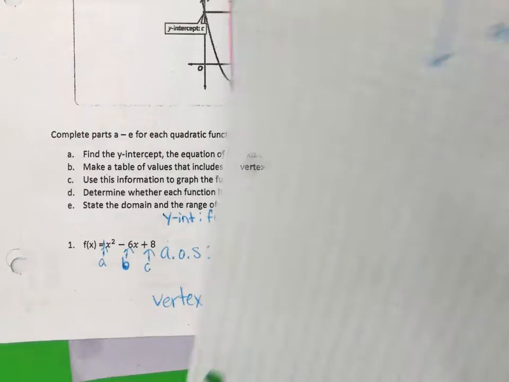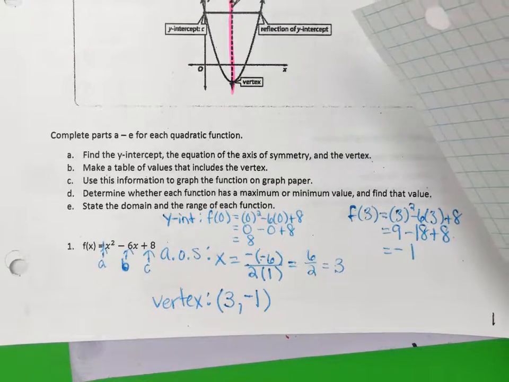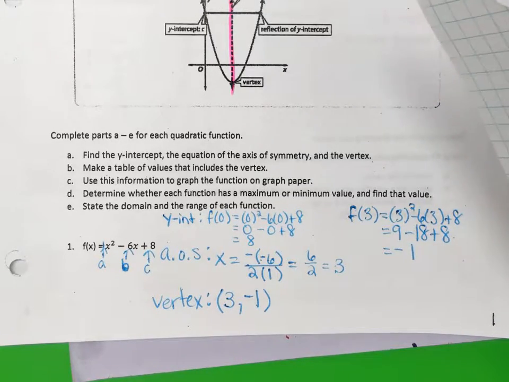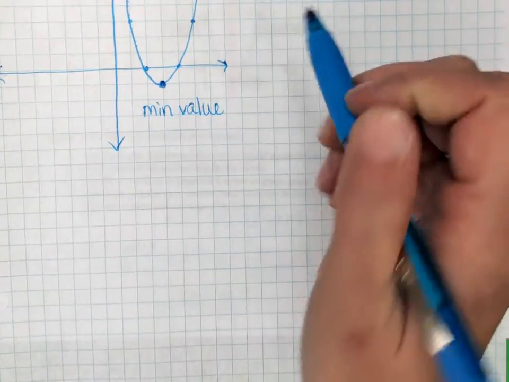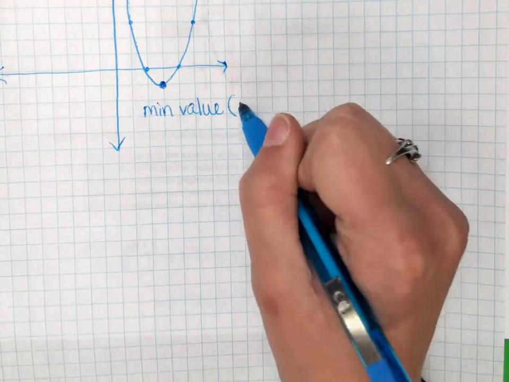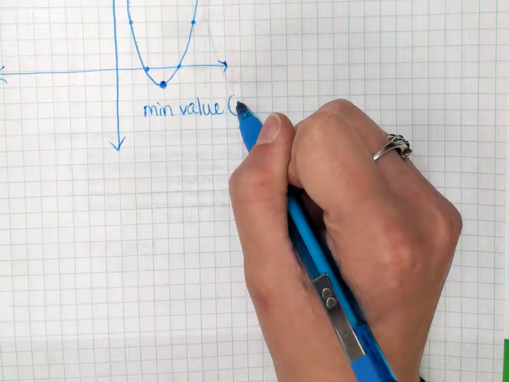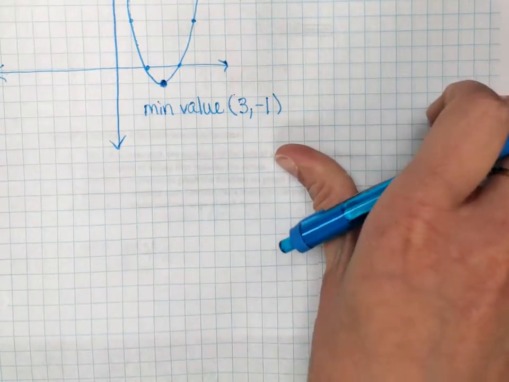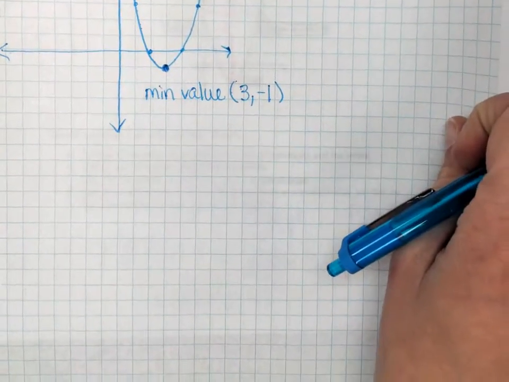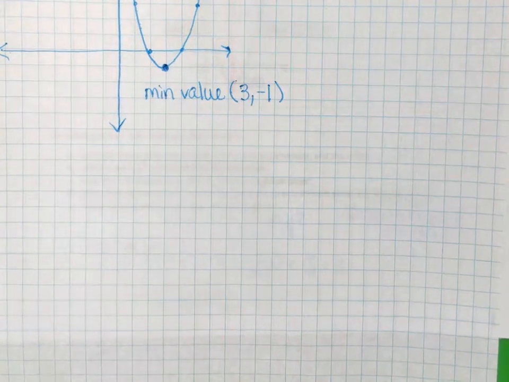All right, but then it said, determine whether each function is a minimum or maximum value, and then find that value. So that value is 3, -1. It's your vertex. You don't really have to find it. I just want you to understand that it's your vertex, okay? What else did it tell us to do?